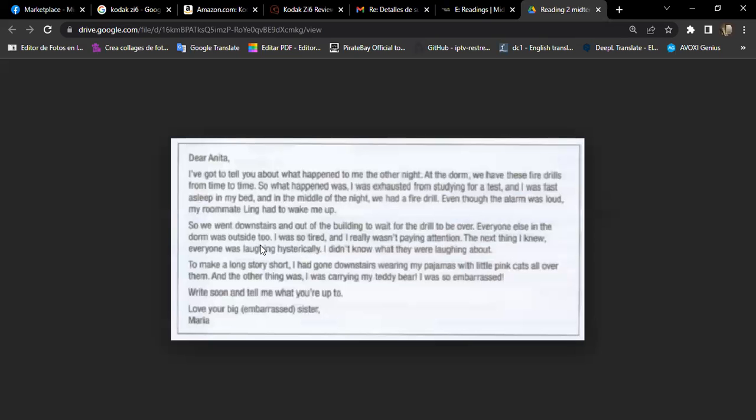Everyone else in the dorm was outside too. I was so tired and I really wasn't paying attention. The next thing I knew, everyone was laughing hysterically. I didn't know what they were laughing about. To make a long story short, I had gone downstairs wearing my pajamas with little pink hats all over them. And the other thing was I was carrying my teddy bear. I was so embarrassed. Write soon and tell me what you're up to. Love, your big embarrassed sister.